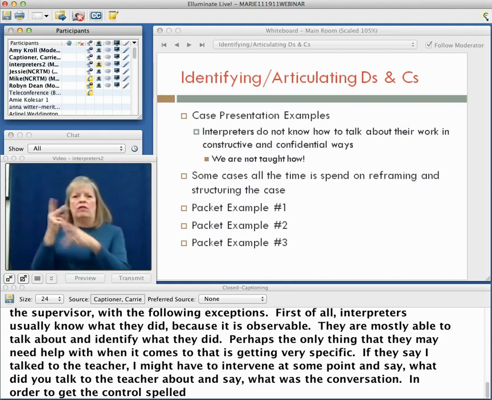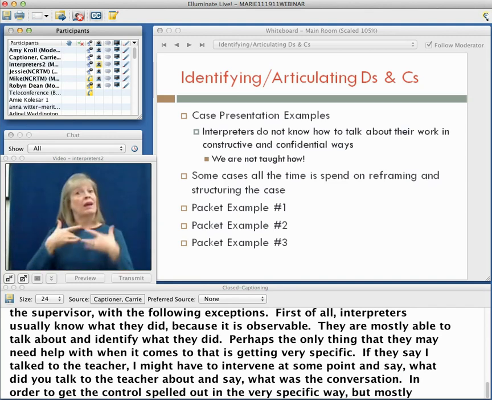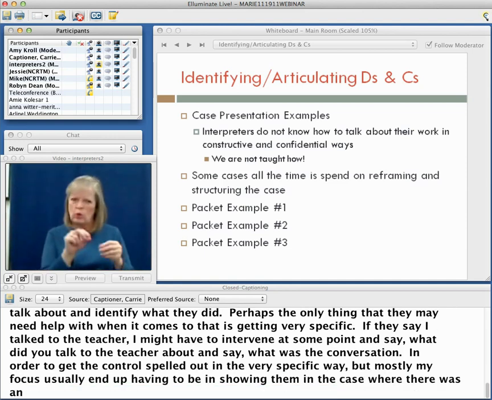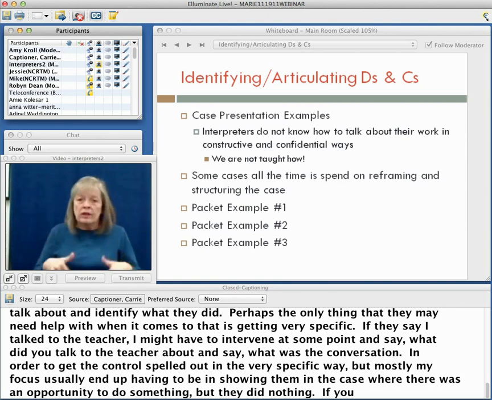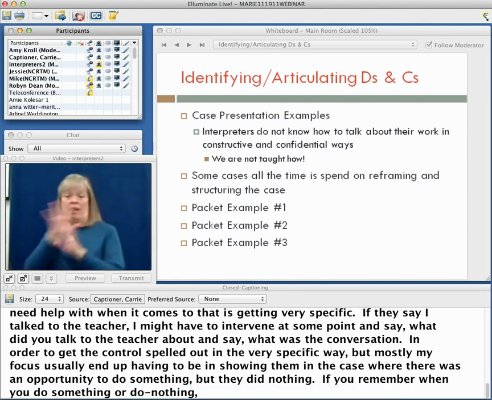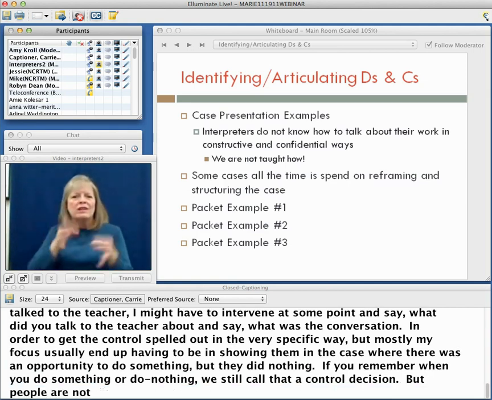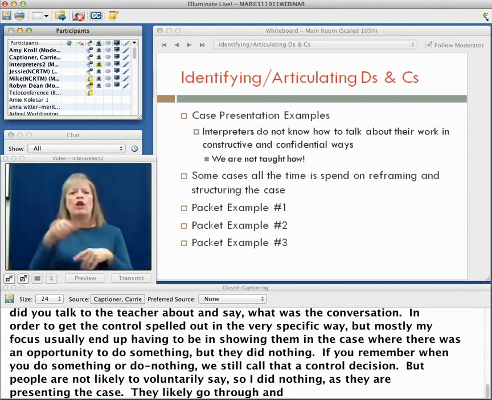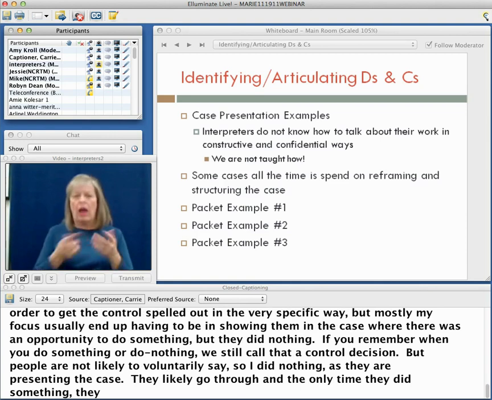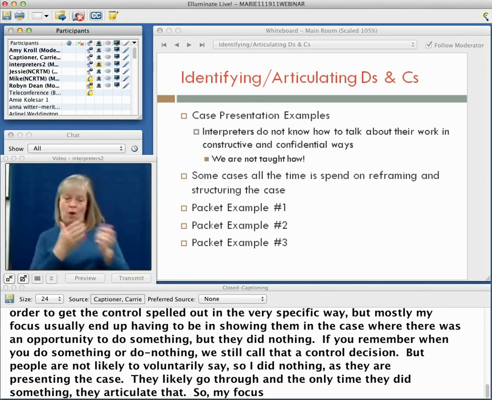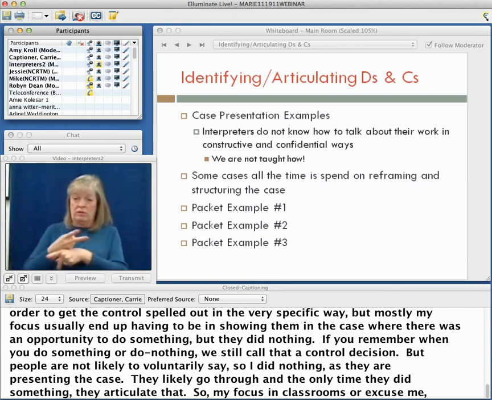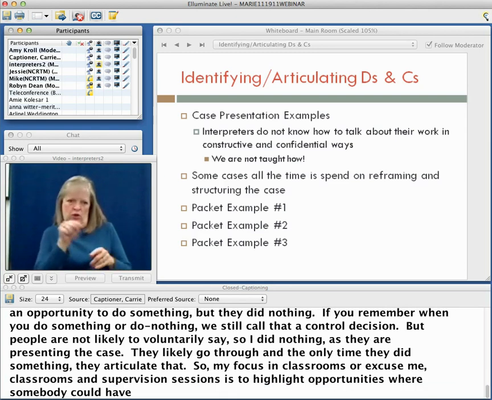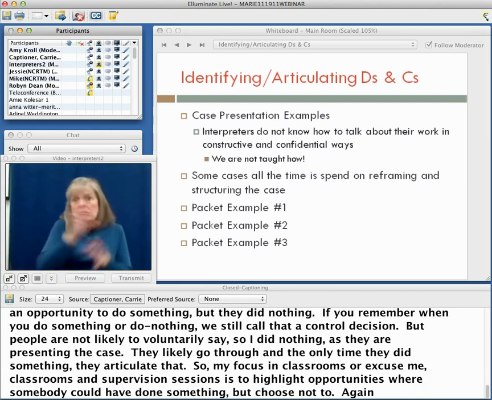In order to get the control spelled out in a very specific way. But mostly, my focus usually ends up having to be on showing them the case where there was an opportunity to do something, but they did nothing. Because if you remember, when you do something or do nothing, we still call that a control decision. But people are not likely to voluntarily say, and so I did nothing, as they're presenting the case. They likely just go through, and only when they did something will they articulate that. So my focus in classrooms and supervision sessions is to highlight opportunities where somebody could have done something but chose not to. And again, that choice might have been perfectly fine, but that needs to be articulated.